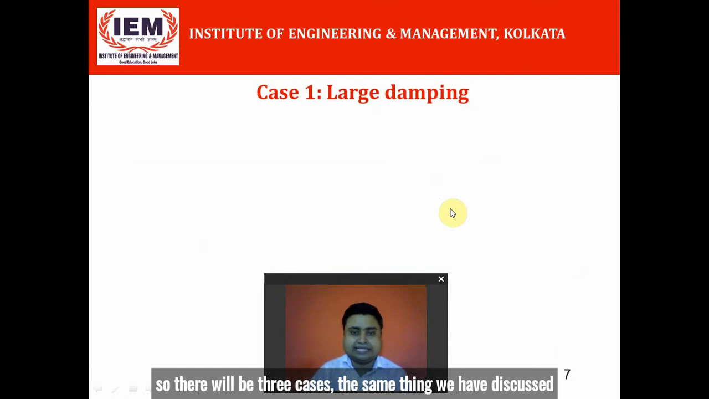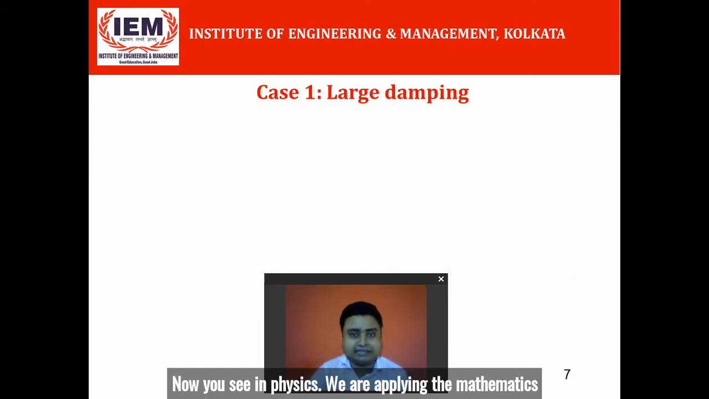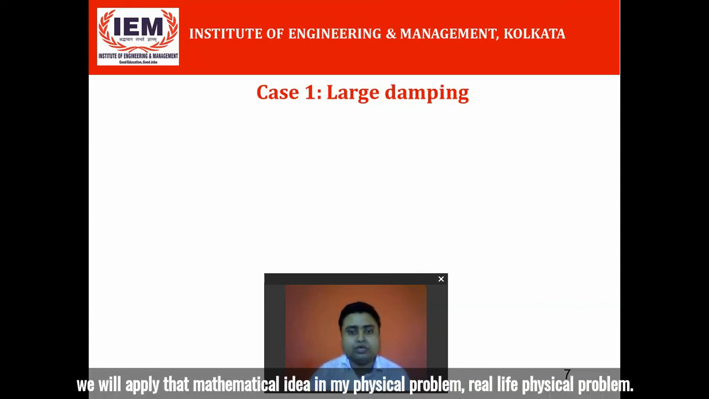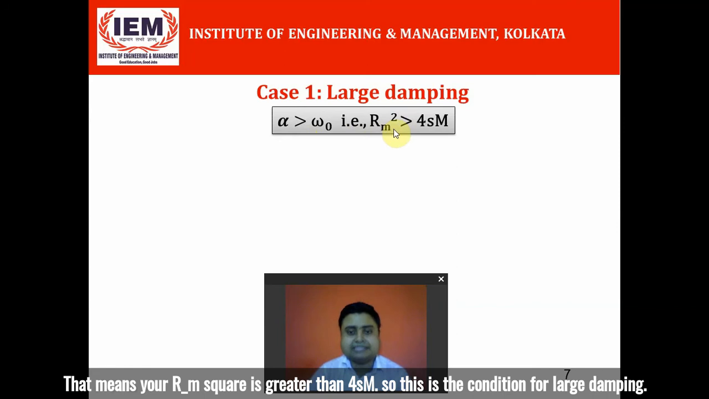So there will be three cases. The same thing we discussed when we were solving the second order differential equation. Now you see, in physics we are applying the mathematics. As I have said, whenever we do mathematics there will be some physics behind it. Now we will apply that mathematical idea in my real life physical problem. So in the large damping case, your alpha will be greater than omega 0. That means your Rm square is greater than 4Sm. So this is the condition for large damping.